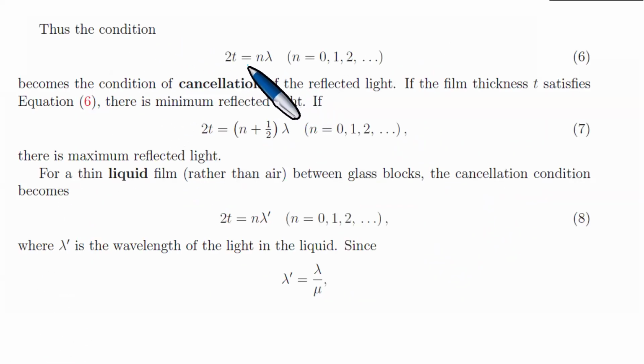Thus, the condition: there is a 2t distance traveled when this light is reflected, for normal incidence, because these two glasses are a distance t apart. So 2t equals n lambda becomes the condition of cancellation of the reflected light. If the film thickness t satisfies equation 6, there is minimum reflected light if 2t is equal to n plus half lambda.